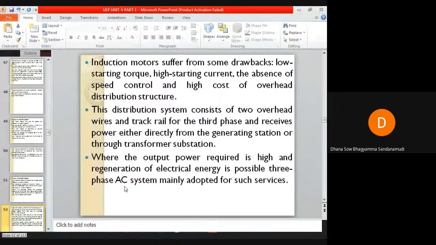This three-phase AC system is mainly adopted for services where the output power required is high and regeneration of the electrical energy is possible. So it is used in systems where high output power is required and regeneration of electrical energy is possible. In such places, this three-phase AC system is used.